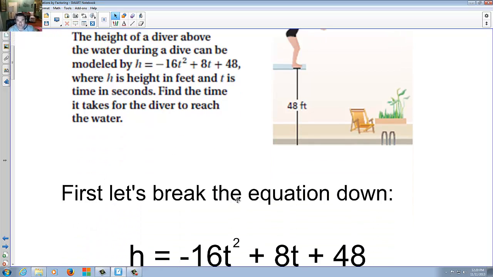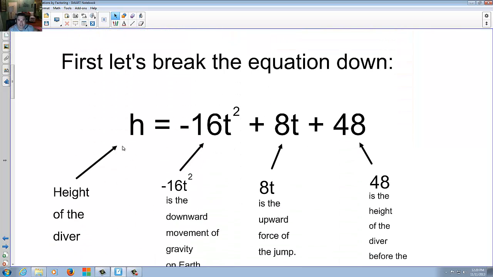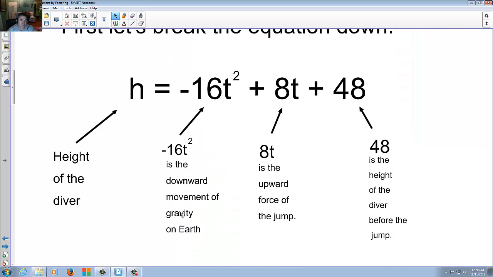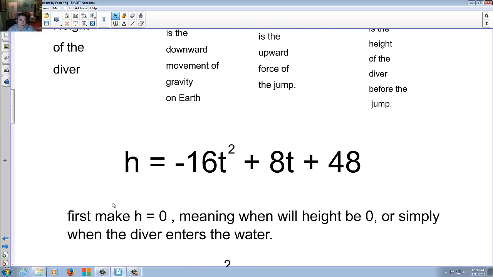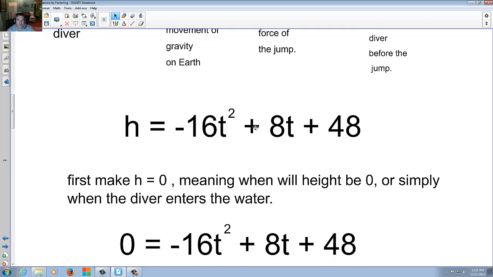So let's break the equation down. We talked about h is height, and negative 16t squared is gravity. 8t is upward force of your jump, and 48 is the incredibly high start point you have for the dive. Now we're going to make h equal 0, meaning why is height going to be 0? Because you're up here, but how long will it take for you to get down here? How long will it take to land? And so what you do is 0 equals all this.